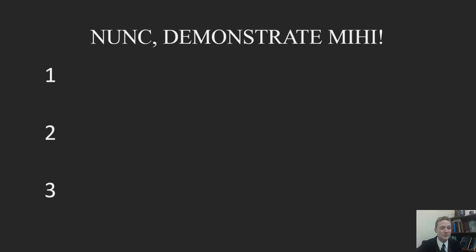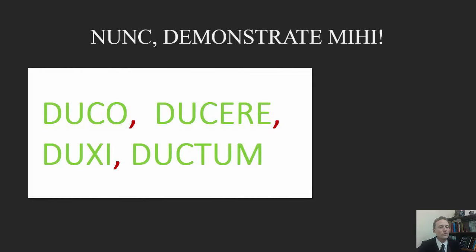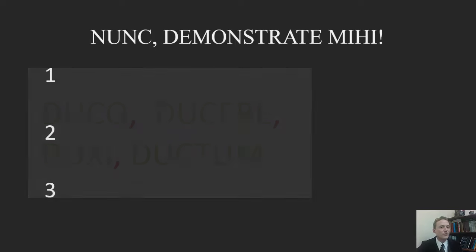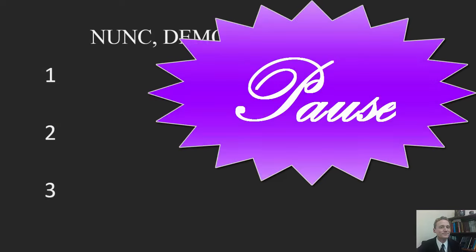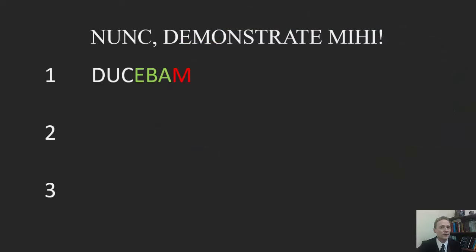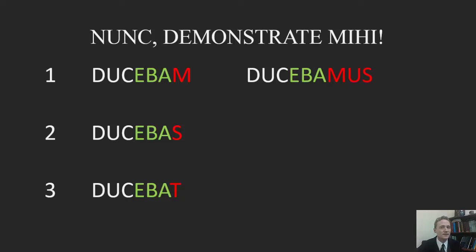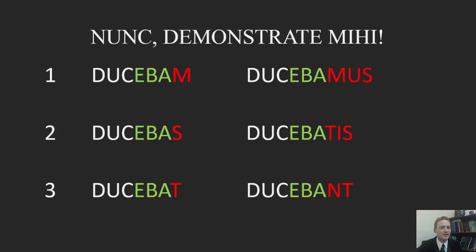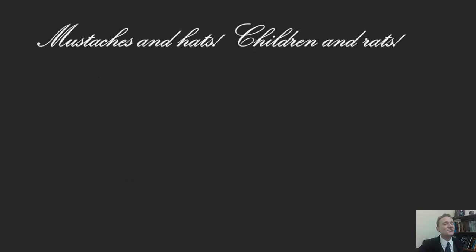Now that you've seen how to do it, demonstrate mihi, show me that you know how to do it. We're going to use that same verb again, duco. What's our present stem? Go ahead and write that down 6 times for me, and then fill in the rest of the material. Resume the video when you have finished. All right, let's check our work. Ducebam, ducebas, ducebat, ducebamus, ducebatis, ducebant. Mustaches and hats, children and rats.